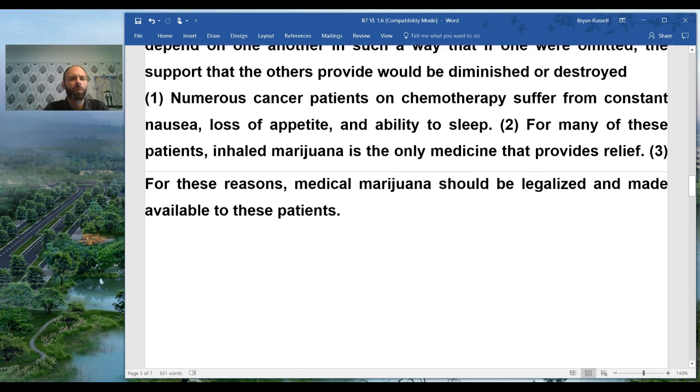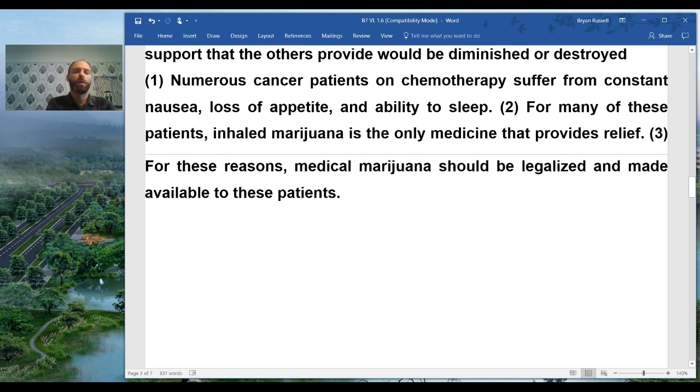All right, so again, we want to first identify the conclusion. We see an indicator word, or series of indicator words here. So we have "for these reasons." That tells us that what came before were the reasons, and the conclusion will be medical marijuana should be legalized and made available to those patients. So we'll put that at the bottom of our diagram. 3 goes down here. And now we have a couple of premises. 1: numerous cancer patients on chemotherapy suffer from constant nausea, loss of appetite, and inability to sleep. And the other premise: for many of these patients, so who are these patients?